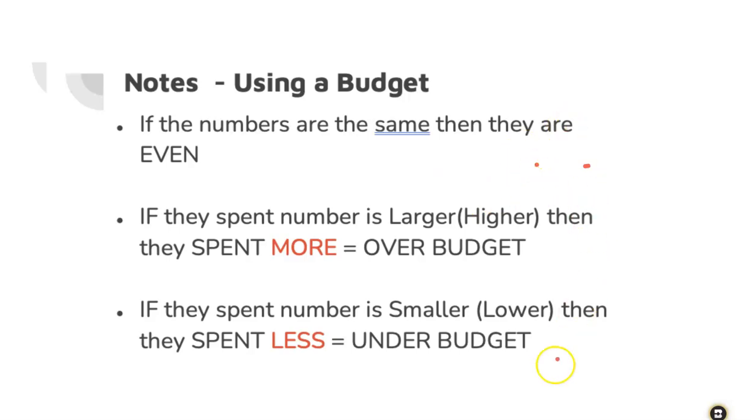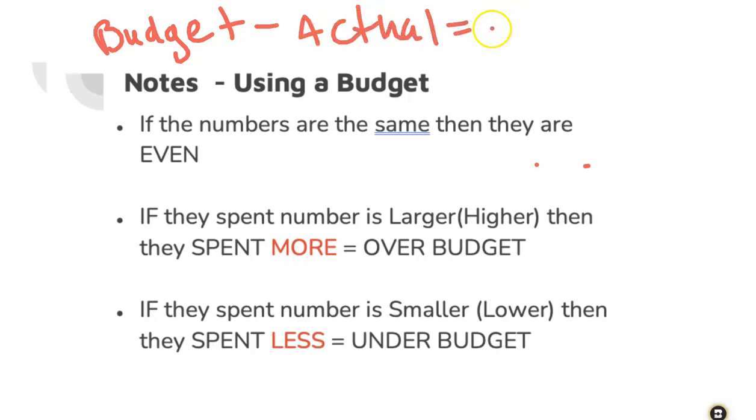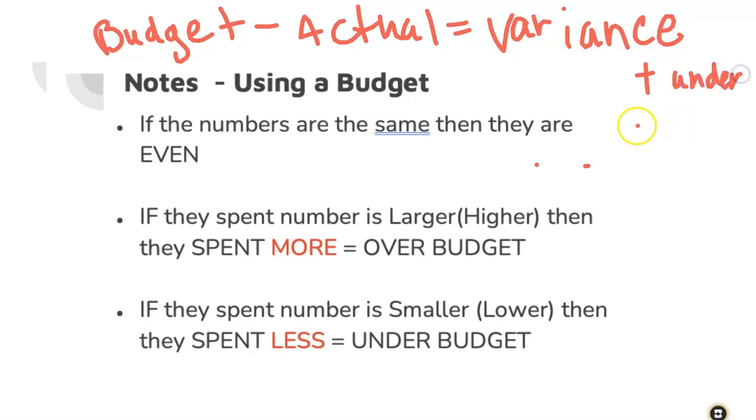So I don't have this part in your notes, but if the variance is positive, you are under budget. If the variance is negative, you're over budget. So you just put the numbers in. You take the number they budgeted, subtract the actual amount. So if you do that in your calculator, you get the variance, it's called. That's another word for difference, is variance. If that's positive, you're under budget. If it's negative, you are over.